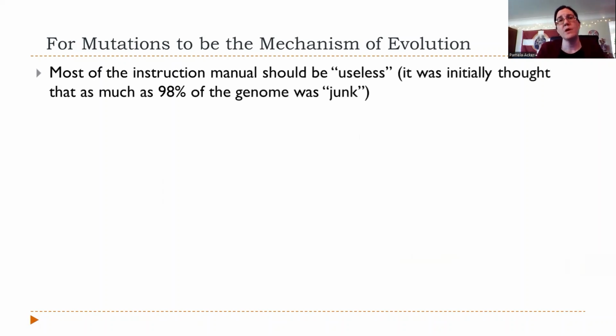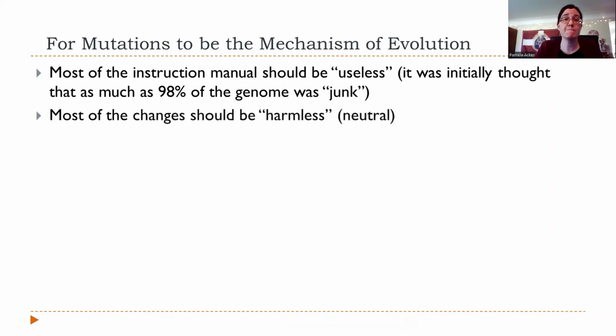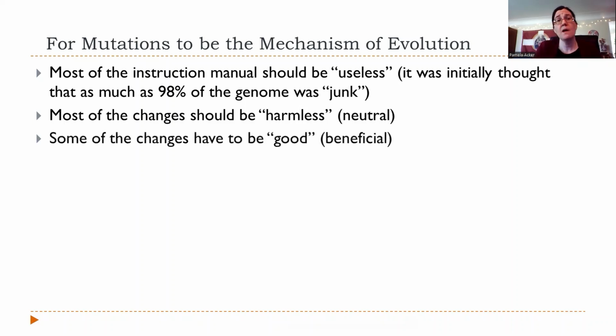All right. So for mutations to be the mechanism of evolution, most of the instruction manual should be useless, because if it was mostly useful, every time I had a mistake, that's going to degrade information that I need, right? If it's mostly useless, it's no big deal if I have 100 mutations every time I make a new copy. Most of the changes, most of the mutations should be harmless, okay? Again, if most of it is junk, most of them will be harmless. No big deal, right? Some of the changes have to be good. They have to improve something.